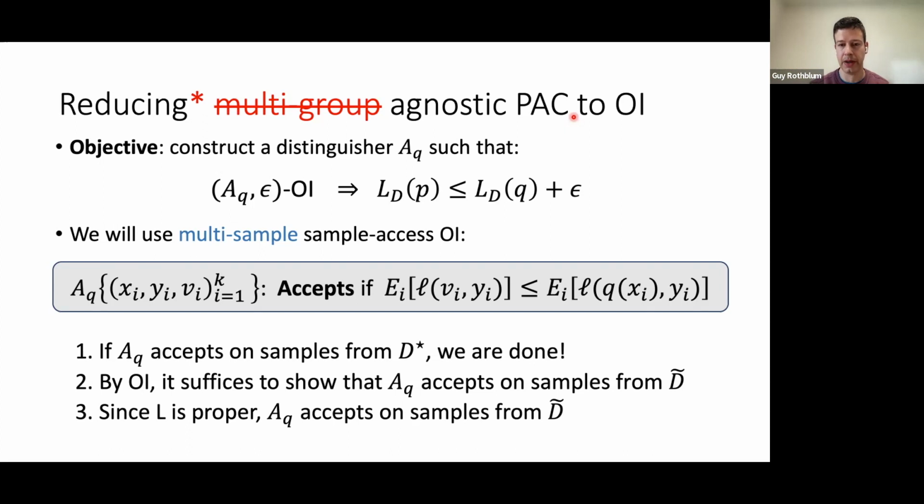Where Q has better loss. So if the loss is worse than some fixed predictor Q, there's a distinguisher that captures that, or catches that. Mm-hmm. Yeah, thanks.